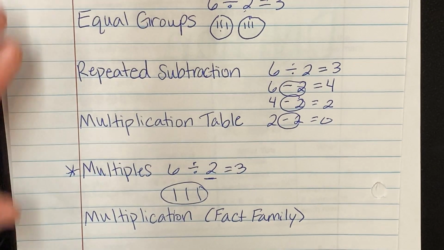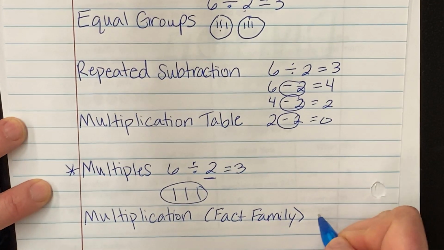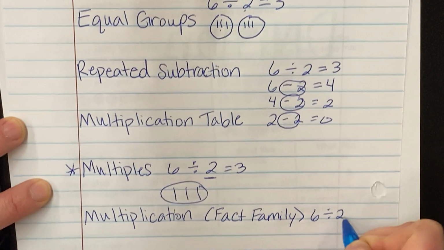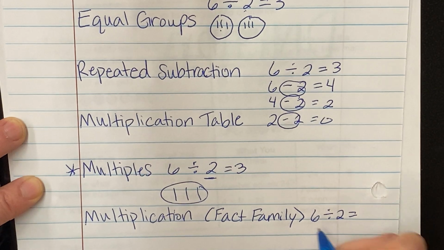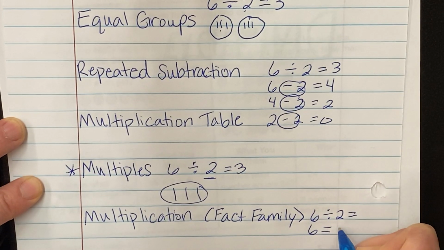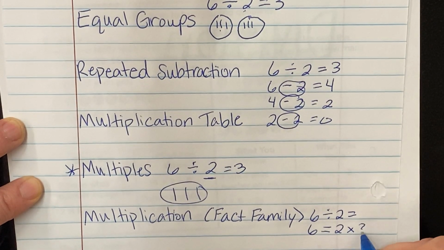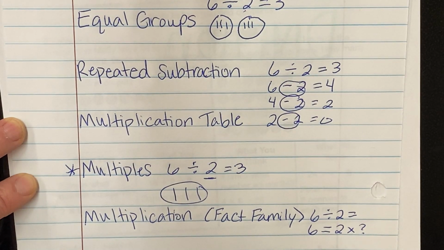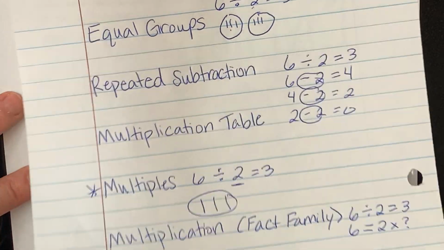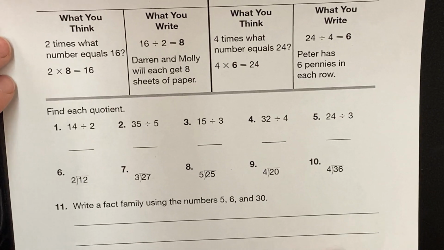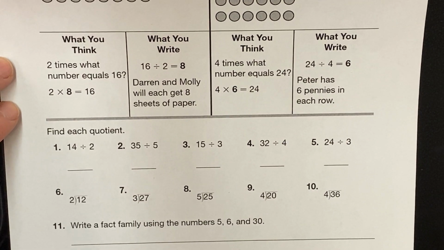And then the last one is multiplication or a fact family. So if you have the same problem, you would need to think of this as a multiplication problem. 6 equals 2 times what? So you would think, what multiplied by 2 equals 6? 2, 4, 6, 3. Okay, so those are your strategies. You can choose the one you like the best to solve these problems. And I will use each strategy today to show you an example of what it looks like.